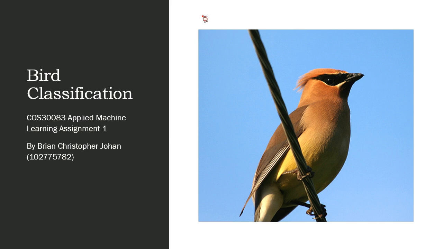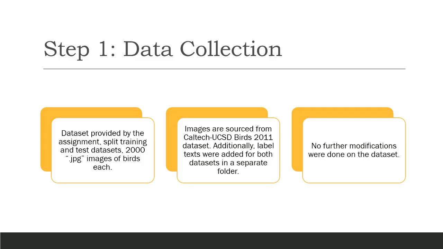Today I'll be talking about my applied machine learning assignment about bird classification. So, the first step of classification, of course, is the data collection. This data was provided to me by the assignment, which is split into training and test data sets with 2,000 images of birds each. All these images are in the JPEG format.